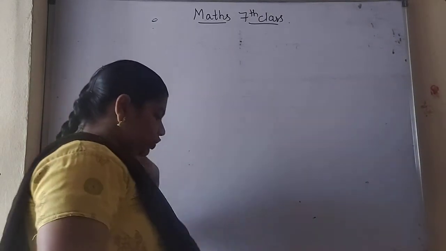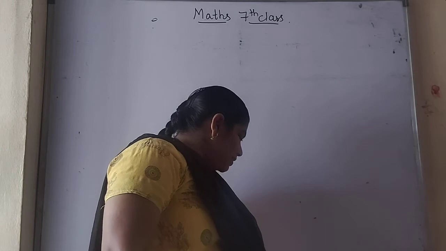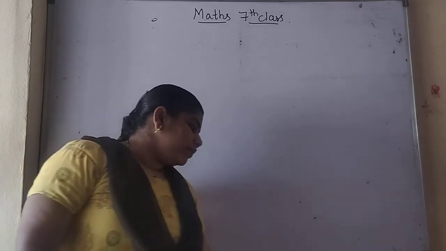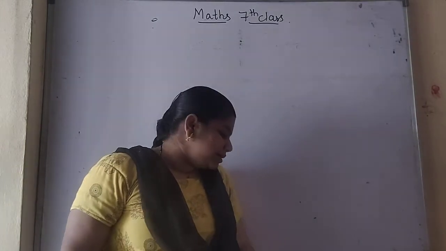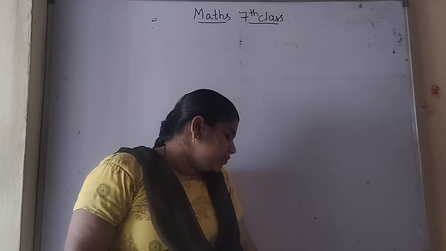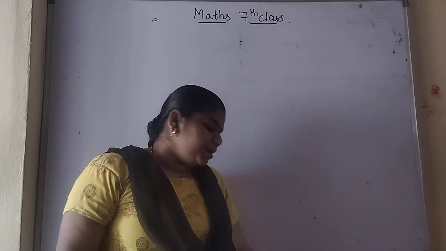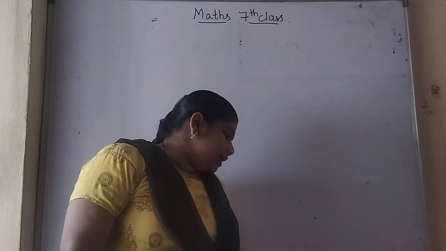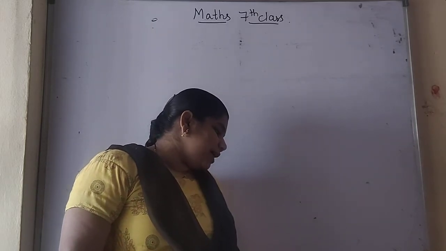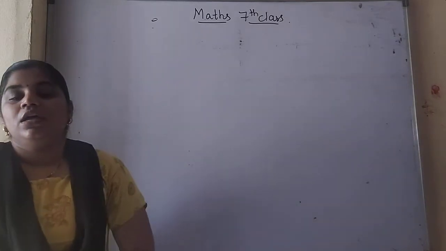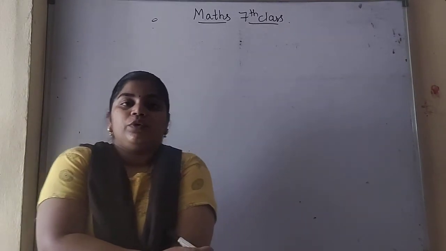So what is the next question? In a class test, 3 marks are given for every correct answer and minus 2 marks are given for every incorrect answer and no marks for not attempting any question. Radhika scored 20 marks. She got 12 correct answers. How many questions has she attempted incorrectly?